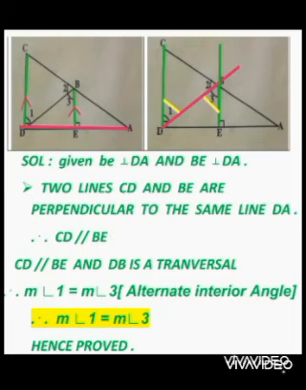Once again, look at the figure here, children. As CD and BE are parallel lines, let us consider DB as a transversal. Then you can find here measure of angle 1 is equal to measure of angle 3. What is the reason there, children? Alternate interior angles. So we have proved that measure of angle 1 is equal to measure of angle 3.